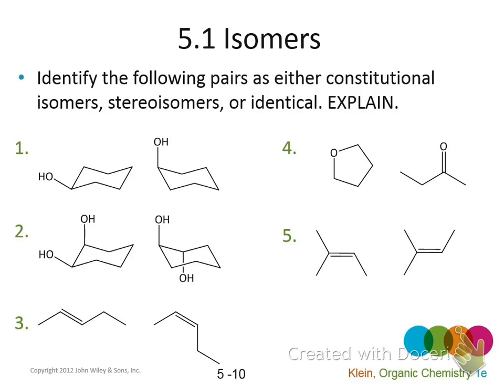Okay, so what we're going to do is identify whether the following pairs are either constitutional isomers, stereoisomers, or identical. So 1. Identical. It's a ring flip. Ring flip doesn't make a different molecule. Okay. So first one, I'm just going to put an I here and put an arrow in between. Say ring flip.